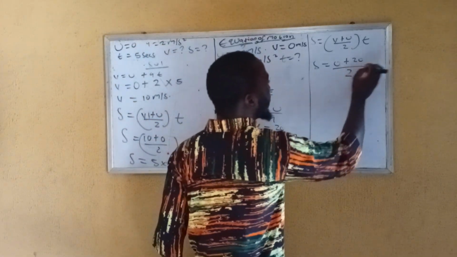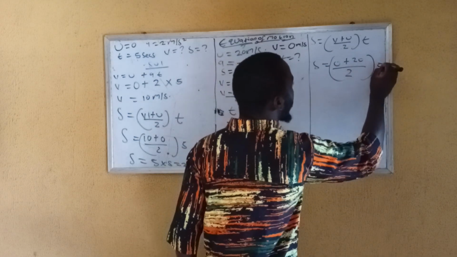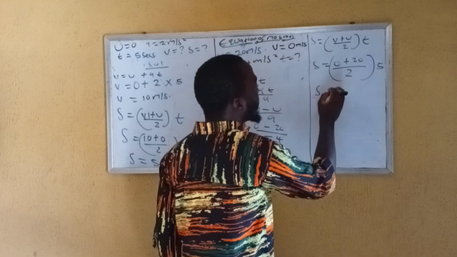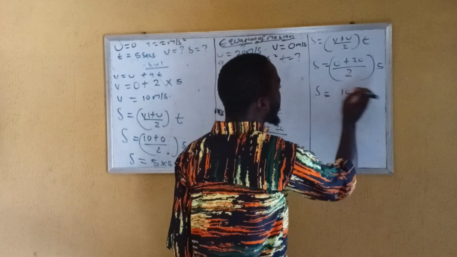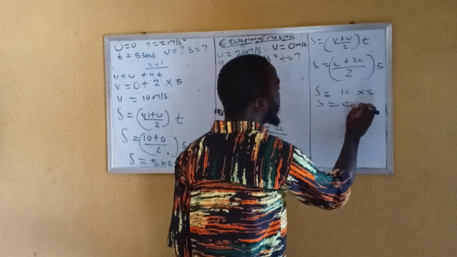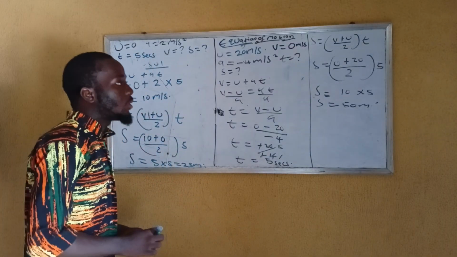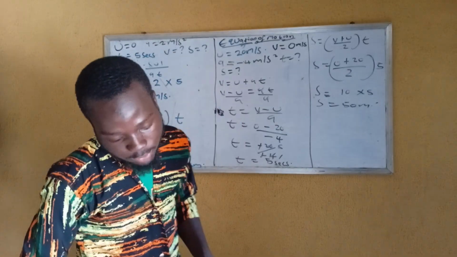Over 2, everything multiplied by dt, which is 5 seconds. So we have S equal to 20 over 2. What's 20 over 2? 10, times 5. Then S is equal to 50 meters. As simple as that. S is equal to 50 meters. So it answers the question also.